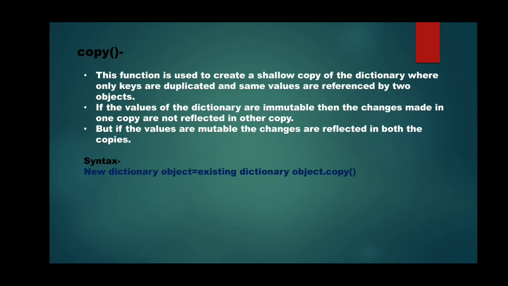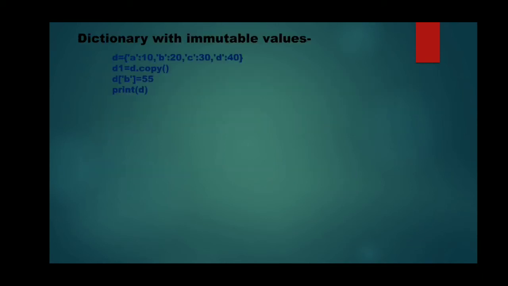So in shallow copy, we have to remember that the changes done in the immutable values will not be reflected in the other copy, but the changes in the mutable values will be reflected in the other copy. Let us understand how we create a shallow copy. This is a new dictionary object, that is, the copy of the dictionary object is equal to the existing dictionary object dot copy. Right? Let us understand with the help of an example.